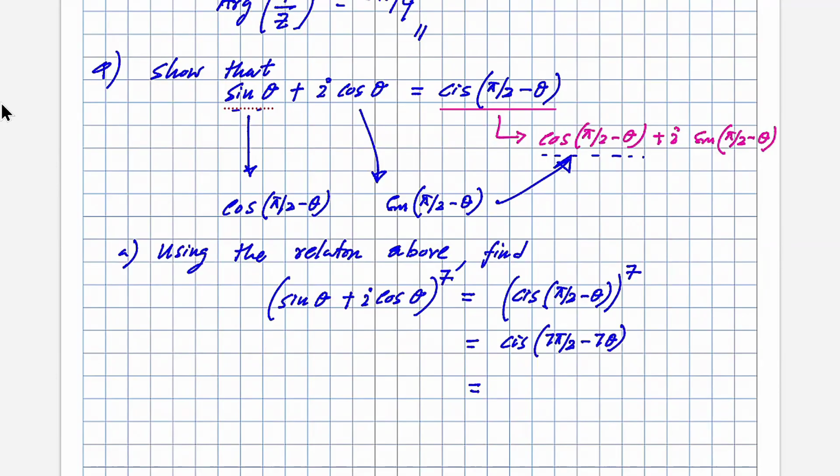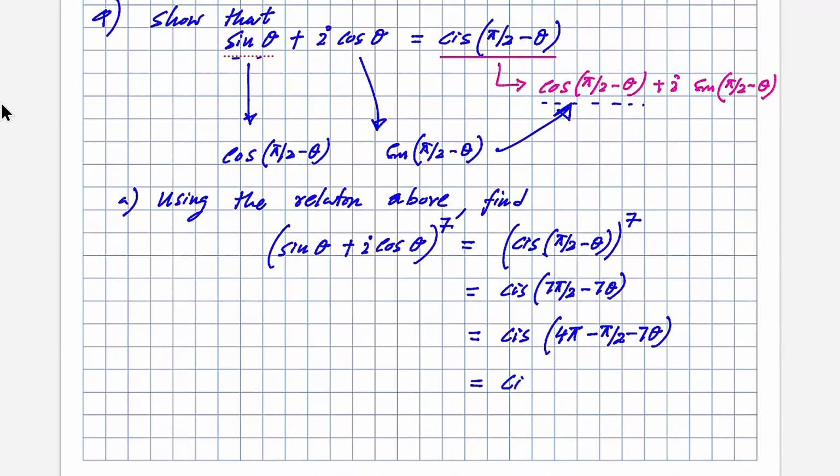7 pi divided by 2 is how much? 7 pi divided by 2, you can write this way, right? 7 pi divided by 2 is 4 pi minus pi divided by 2 minus 7 theta. Agree? Hmm? So 4 pi means 2 periods. So that is equal to minus pi divided by 2 minus 7 theta. Agree? Yeah.